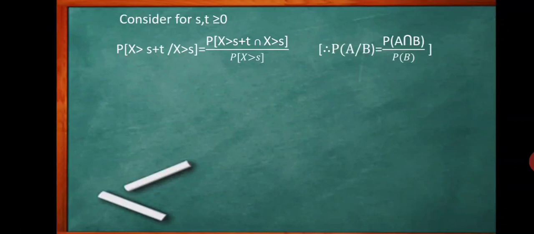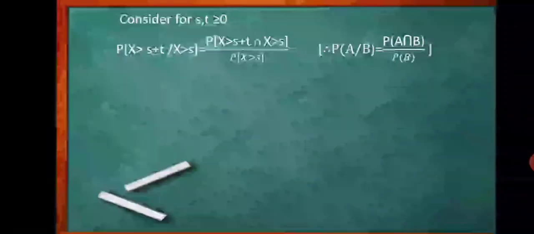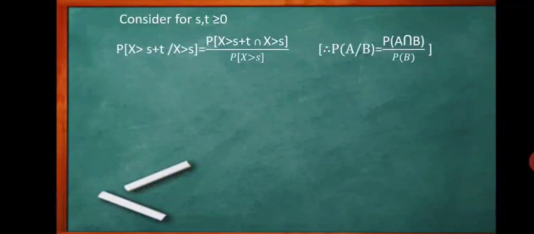So, now I am choosing what is LHS? Probability of x greater than s plus t, given x is greater than s, which is equal to, how are we writing this value? P of A given B, probability of A by B, which is equal to probability of A intersection B divided by probability of B. So, using this formula, we write this as probability of x greater than s plus t intersection x is greater than s divided by probability of x greater than s.